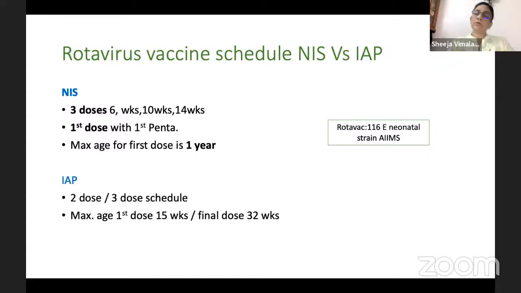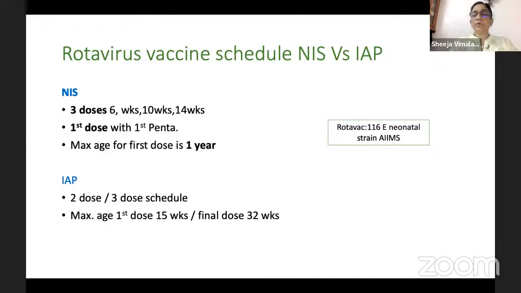The reason is NIS always looks at the population as a whole. So more children in India die due to diarrhea than they die due to intussusception. So that is why they are recommending the rotavirus up to 1 year of age. In fact, WHO recommends up to 2 years of age. So that is why the catch-up is continued even beyond 1 year.